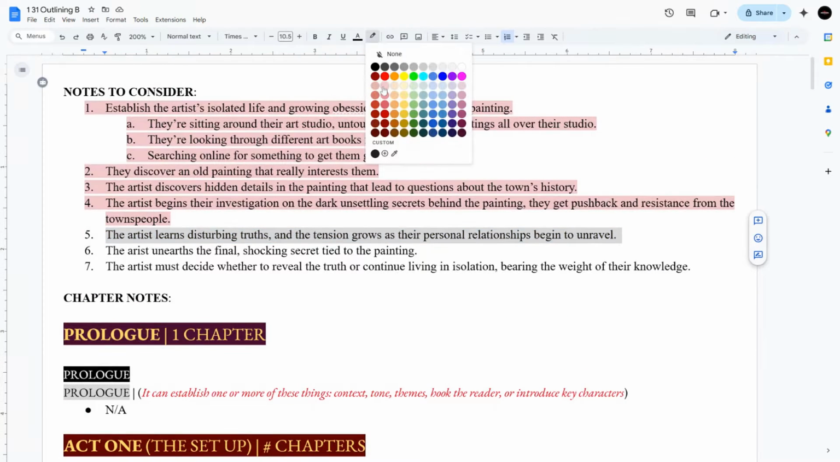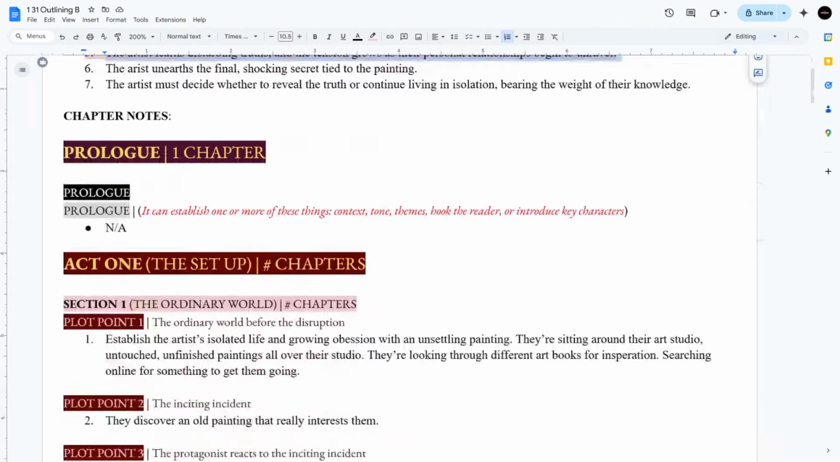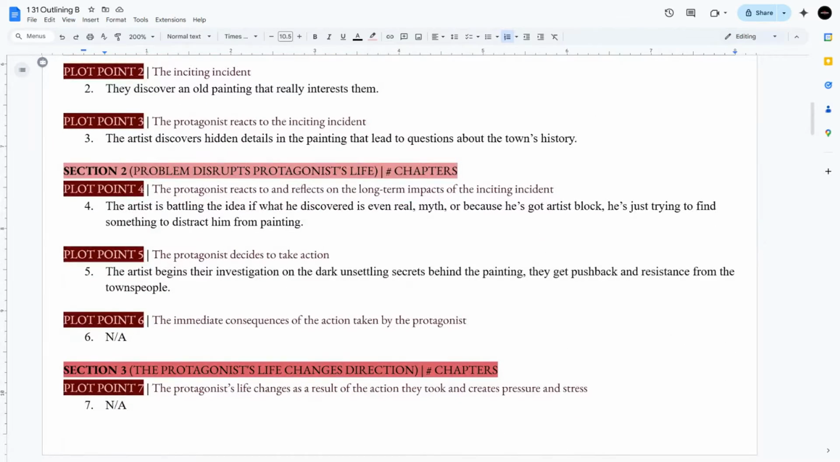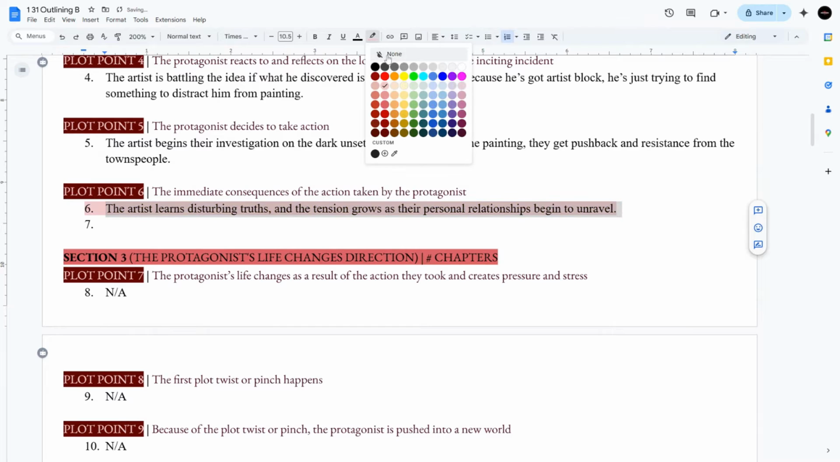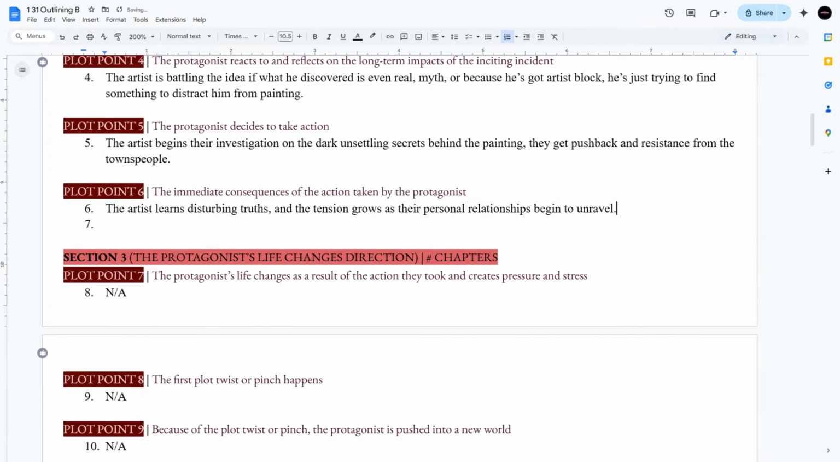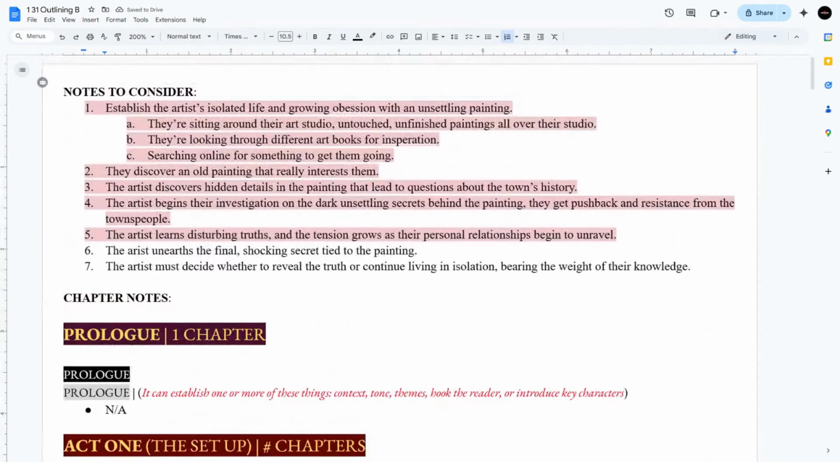Right. See, look at it. Sometimes the notes just sort of come together. The artist learns disturbing truths. That would be this. I'll show you something in a second. This seems like later. This is like the final battle. In fact, these two things, I would do this.